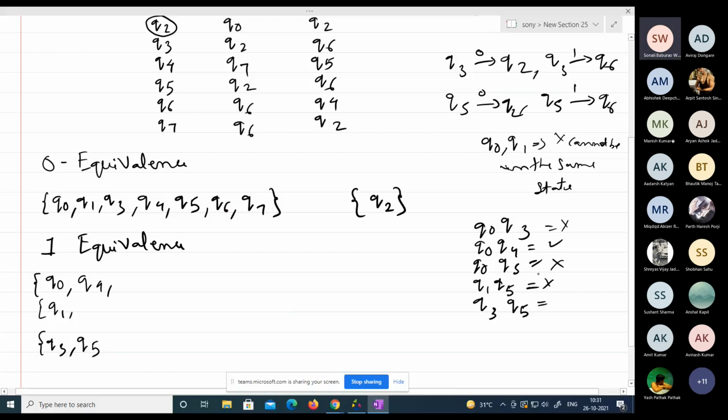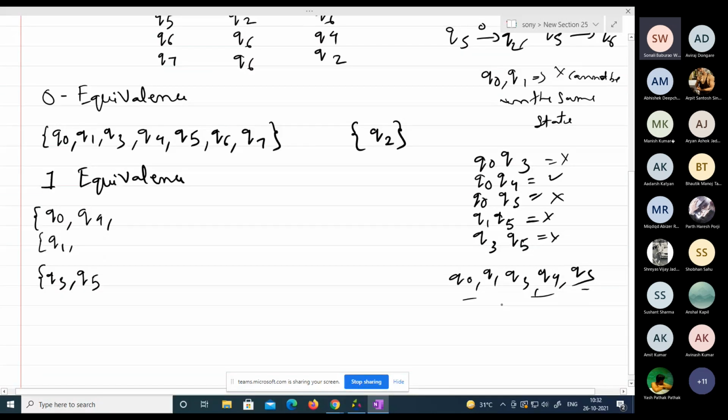Now we have to check the other states which are remaining. As you can see from these three groups, Q0, Q1, Q3, Q4, and Q5 are already placed in some groups. They are a part of a group, right? So which states are remaining? Q2 is remaining, Q6 is remaining, and Q7 is remaining. Is this much clear? Have you understood this much?